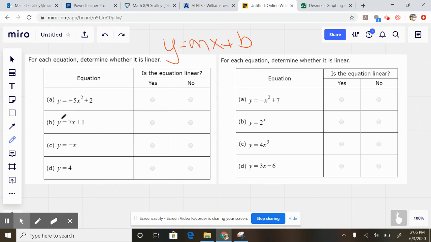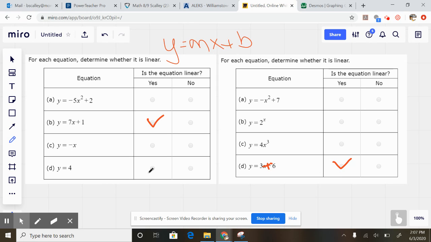Something like letter B right here, y equals 7x plus 1. That is exactly slope-intercept form already. The slope is 7, the y-intercept is 1. That would be a straight line. So yes. Over here, letter D on the right side, y equals 3x minus 6. That is slope-intercept form. A slope of 3, a y-intercept of negative 6. If you want to make this plus negative 6, so that way it looks more like plus b, that's fine. But this is a linear equation.